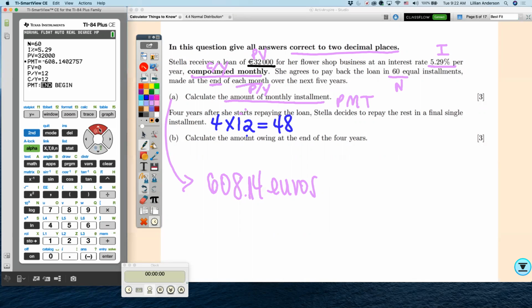So the things that are going to change is my N to 48. We are trying to figure out the future value now, right? After 4 years. So this is exactly what I would write. And then under FV is where I would put the answer. Because technically that's what we're looking for. So alpha, enter. So she's going to still owe 7,092.81.